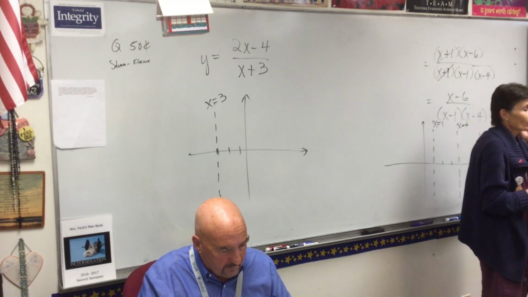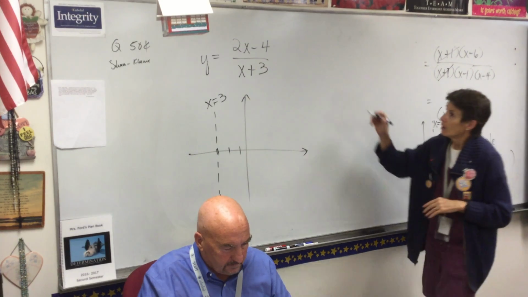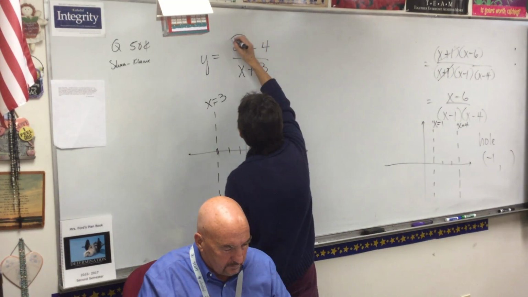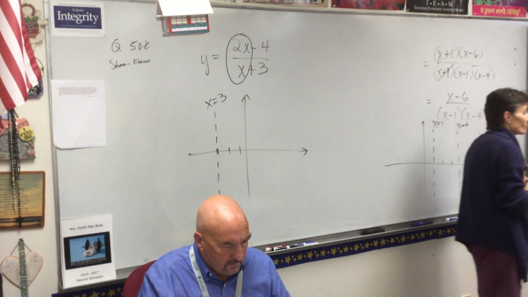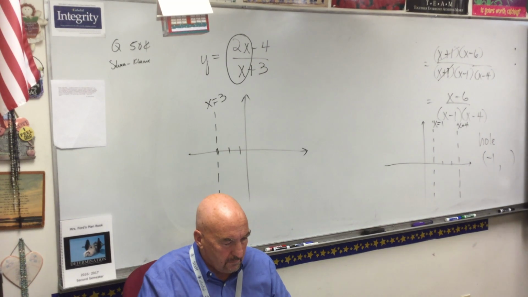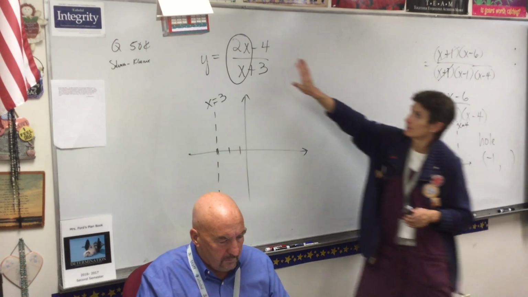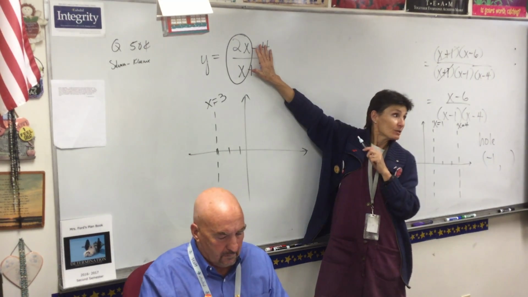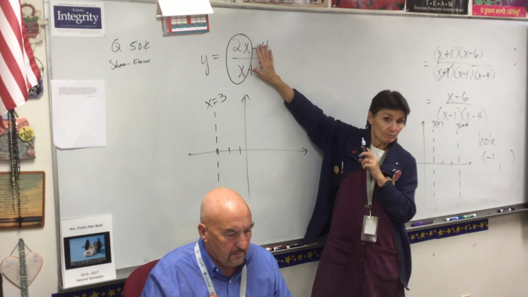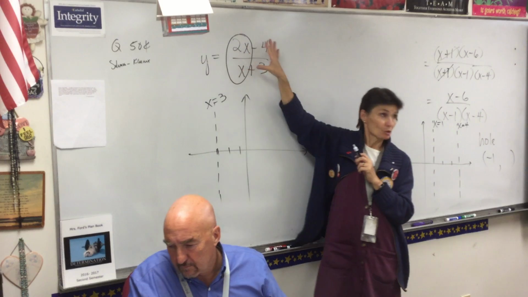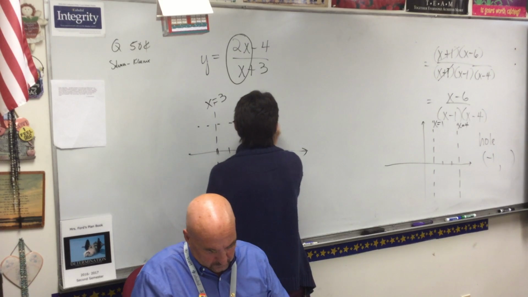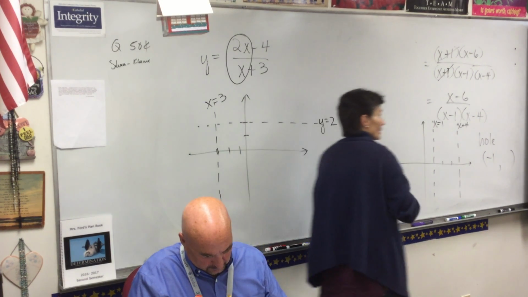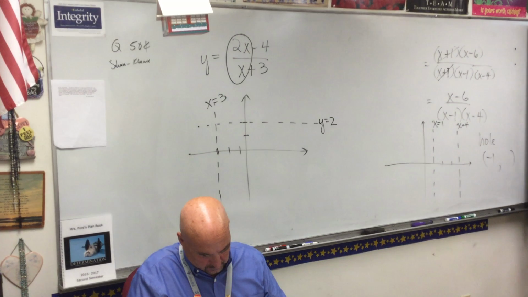In order to find the horizontal asymptote, we look at just the x's in the problem. So I like to draw a circle around them. If that's all we had in the problem was just the x's, so pretend this isn't here. Now would that reduce? What would it reduce to? Y equals 2, right? That is your horizontal asymptote. So you have a horizontal asymptote at y equals 2.